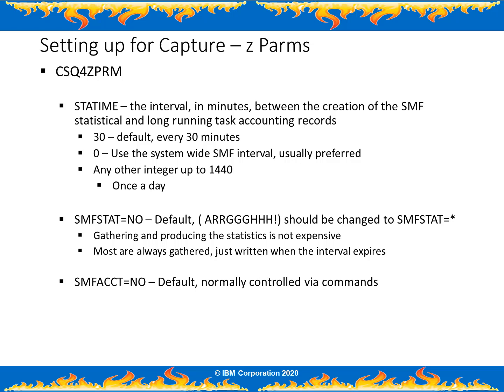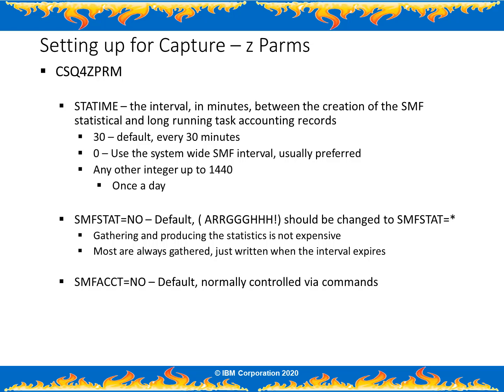So the first attribute we're going to talk about is the STATIME, and this value controls how long the duration is between the production of the SMF data. It is in minutes. This controls both the statistics data and the production of those long-running task accounting records. The default value is set to 30 minutes, which I really do not like.